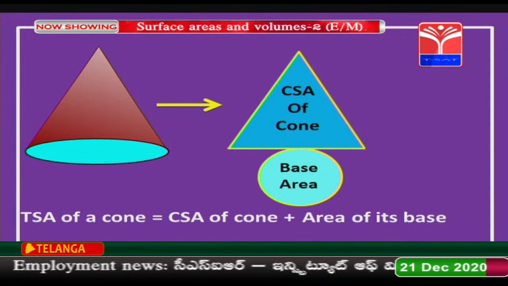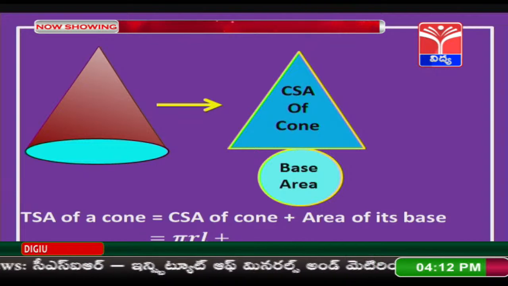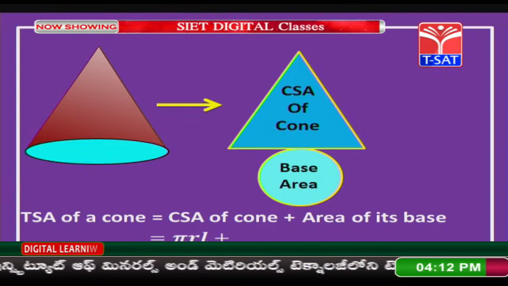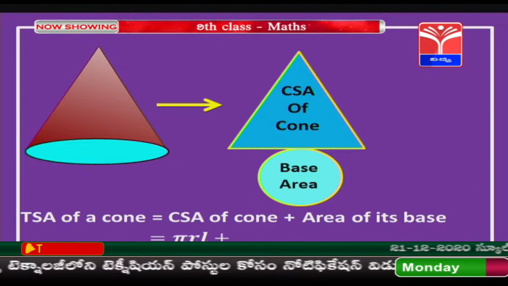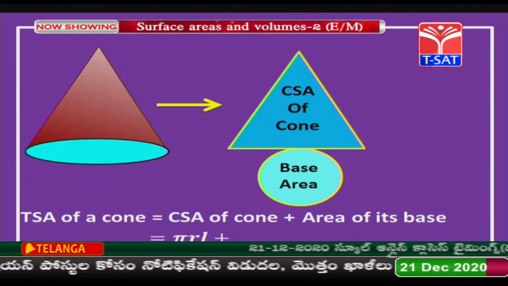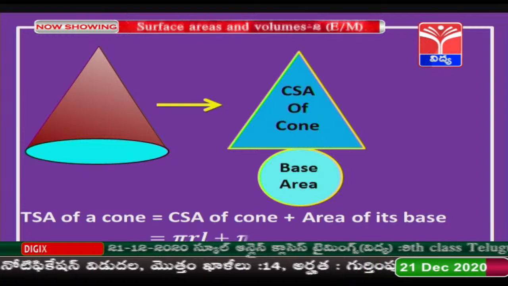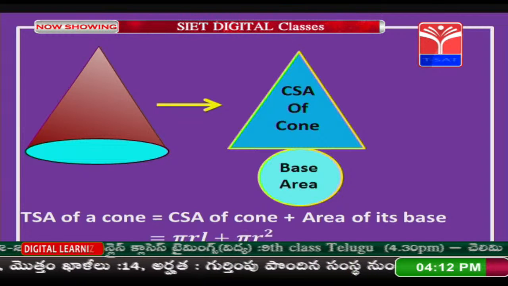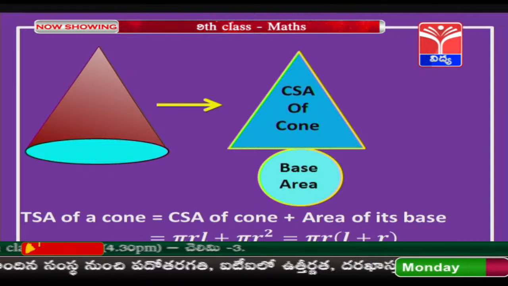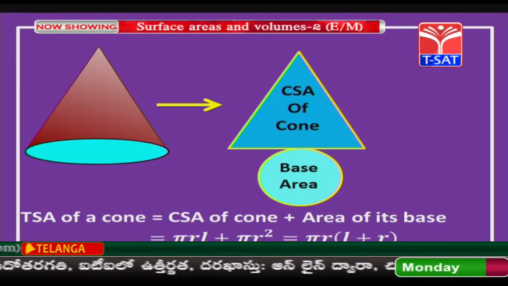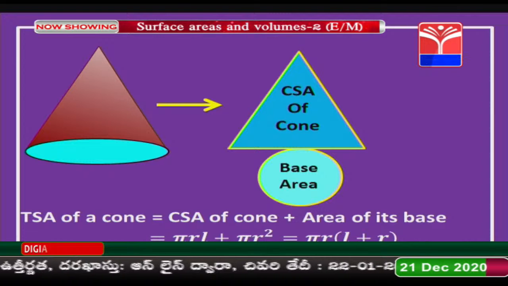Now, let us substitute these values. Just now we have seen the CSA of a cone is pi r L plus, now what is the area of a circle formula? Pi into r square, or simply we say pi r square, right, children. Now, let us substitute that also. Again, do you find anything common here? Yes, we find pi and r both common. So, if I take pi r common, we get L plus r.